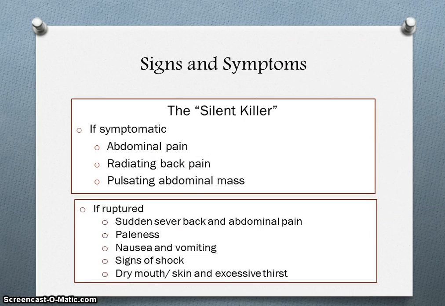Once the aneurysm does rupture or burst, you can get severe sudden back pain and abdominal pain, paleness, dry skin, dry mouth, a sudden need for water or fluids, nausea, vomiting, and signs of shock, such as shaking, dizziness, fainting, sweating, sudden weakness, and rapid heartbeat.